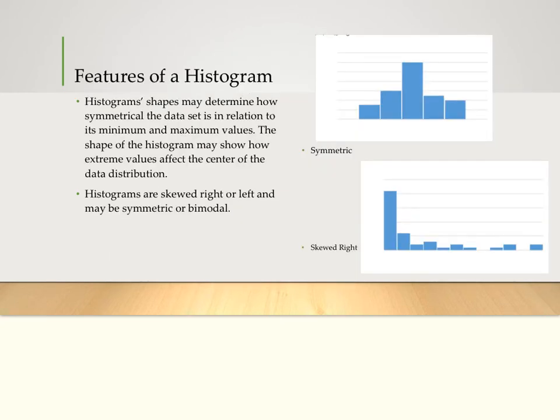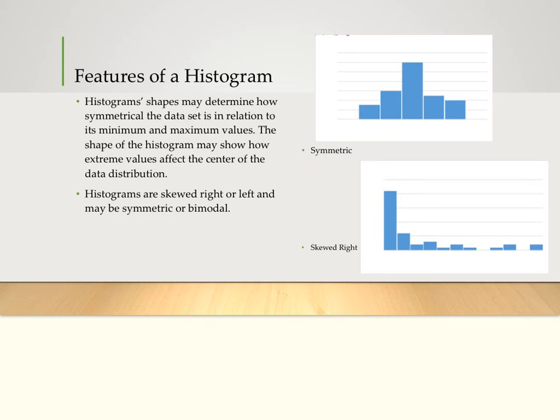So it's important, once we have the data set and we look at the distribution, that we can see the spread of the data and how it relates to its center value. So the histogram determines whether the data set is symmetrical in relationship to its minimum and maximum value. It shows extreme values that can affect the center of the data distribution. So histograms can be skewed right or left, or may be symmetrical or bimodal.